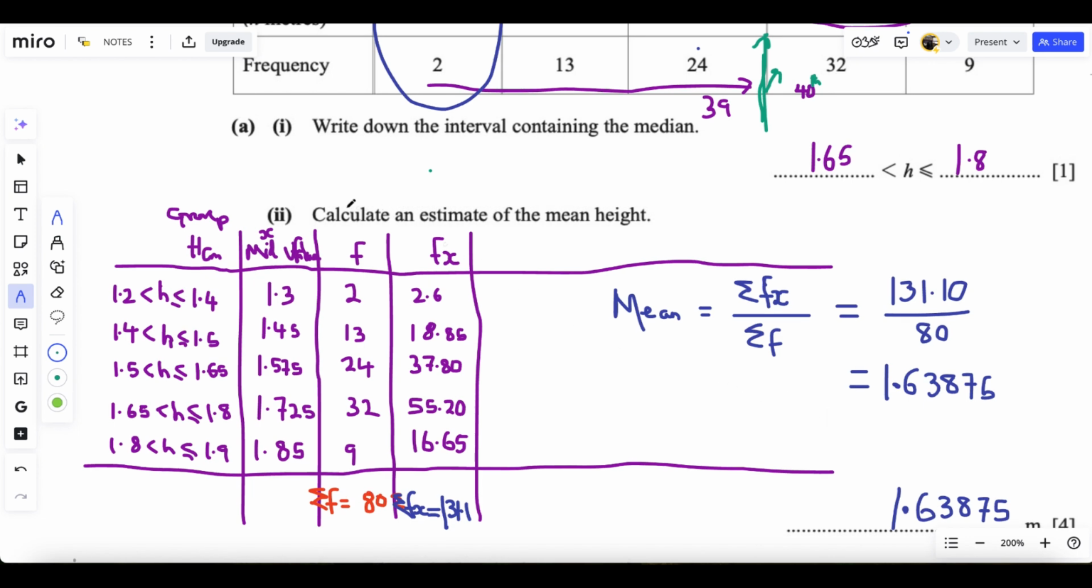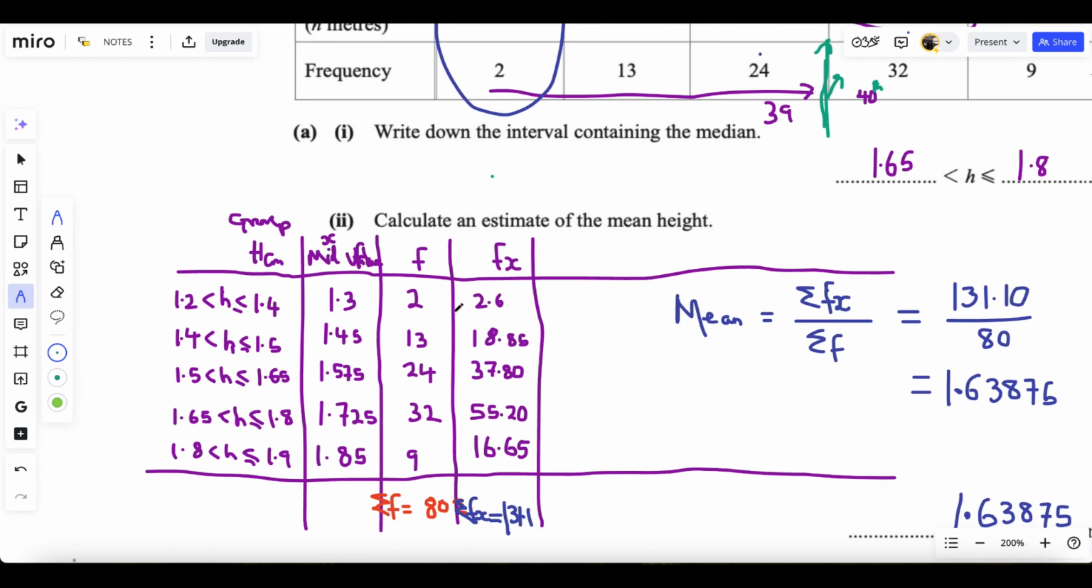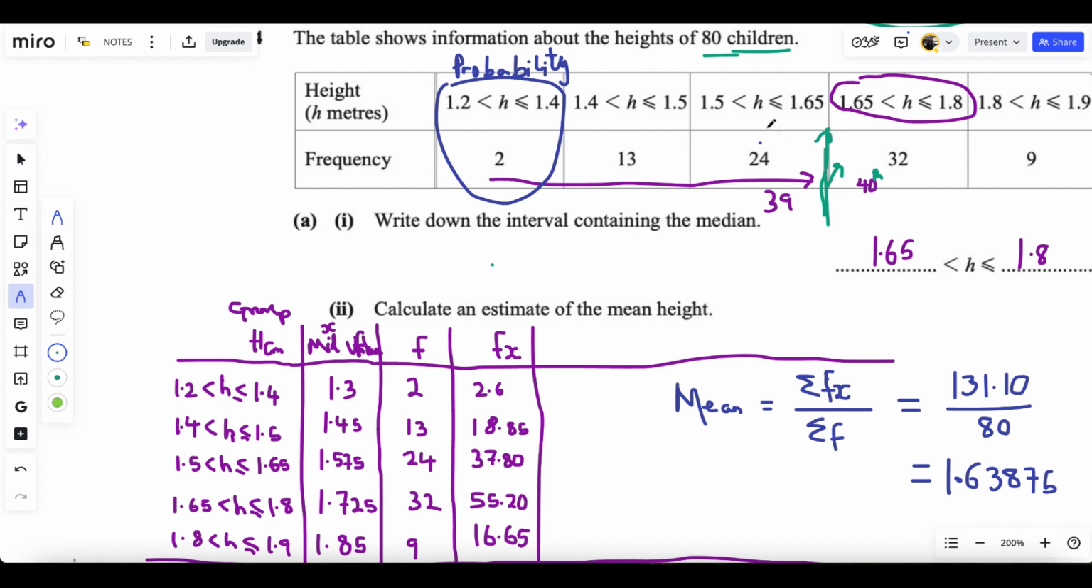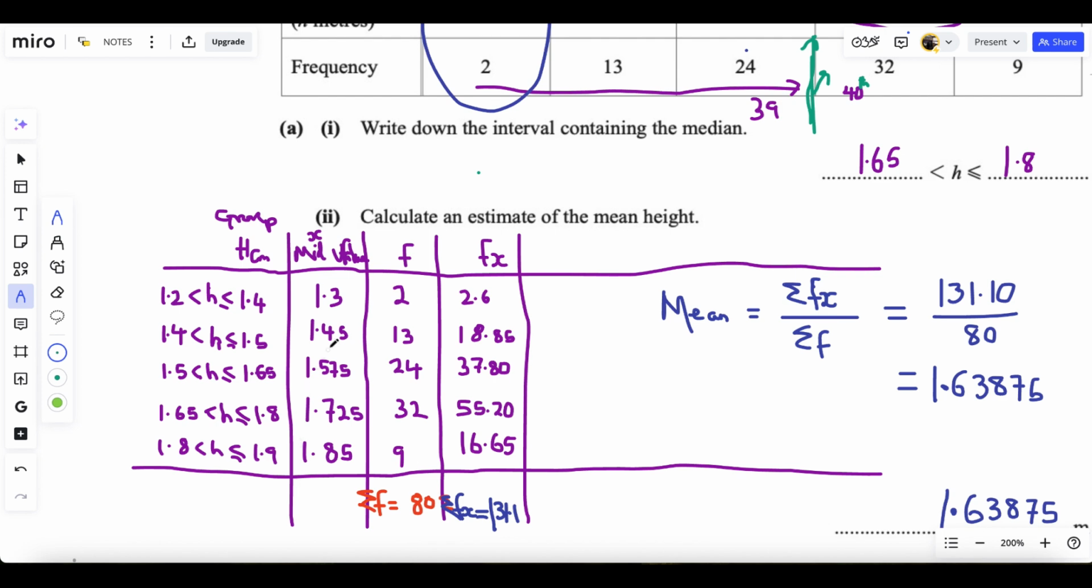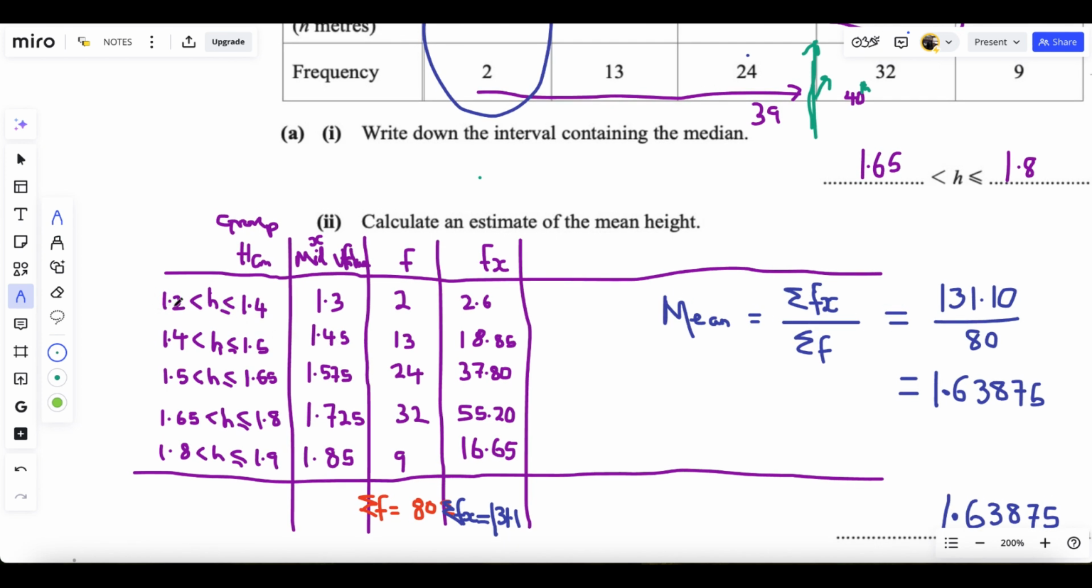The next question, Roman figure 2, says calculate an estimate of the mean height. To find the mean, we put all the grouped data in vertical mode. It's the same thing you see here in horizontal mode, I just put them vertically so it's easier to calculate. Then I find the mid value. Mid value means you add the first and the last one together and divide by 2. We've done statistics before. If you add these you get 2.6, and 2.6 divided by 2 gives the mid value, which is 1.3.